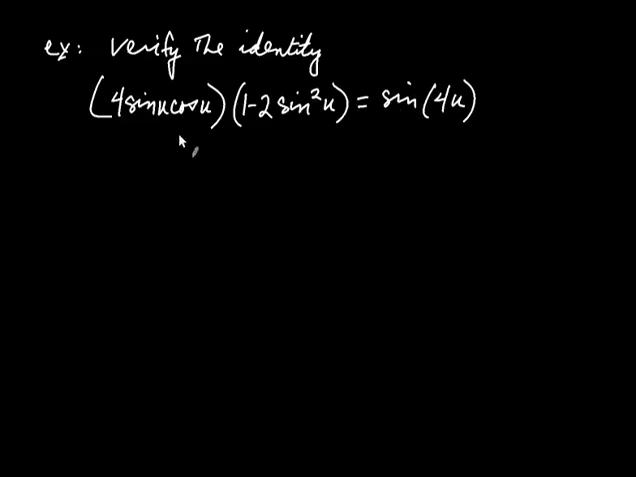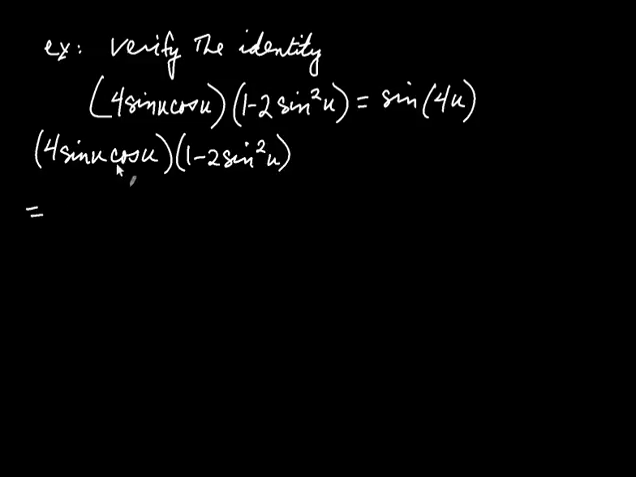Now we usually start with the more complicated of the two sides because that just sort of gives us more options. So let's start with this whole left-hand side, and we're going to simplify it and show that it's equal to this. So here we go. We're going to start with 4 sine u cosine u multiplied by 1 minus 2 sine squared u.